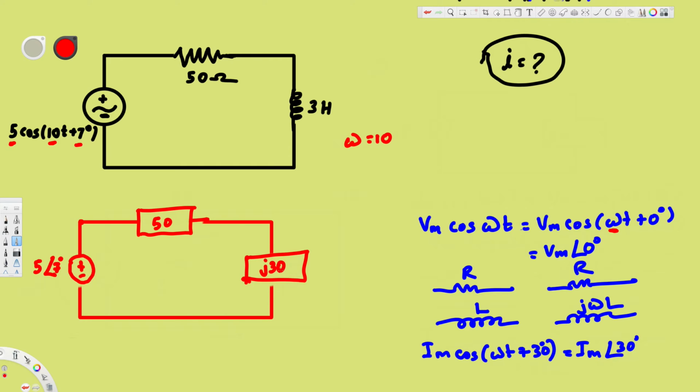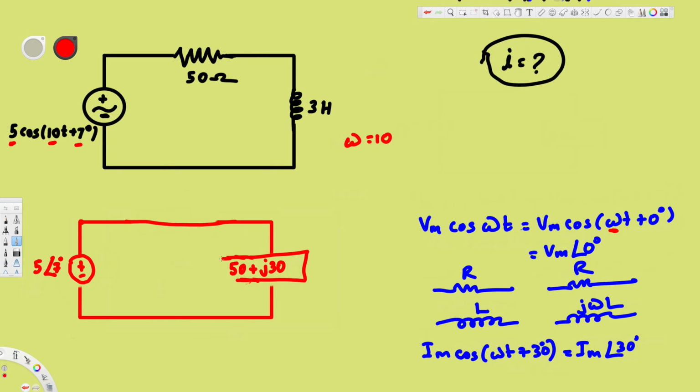When we have resistance in series, we can add them together, right? So we can do the same thing here. When we have impedance in series, we can add them together. So this is going to turn into 50 plus j30. So instead of writing it like this, we can combine them together and write 50 plus j30. Okay, so this is our circuit.